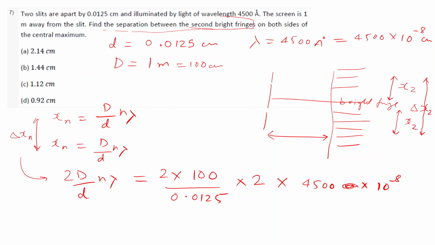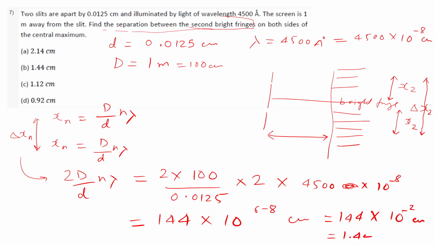Okay. When we solve this, we will get 4 times 100 times 4500 divided by 0.0125, which is 144 multiplied by 10 to the power 6 minus 8. This is in centimeters. So this is 144 multiplied by 10 to the power minus 2 centimeters. That means 1.44 centimeters. So this B is the correct answer.